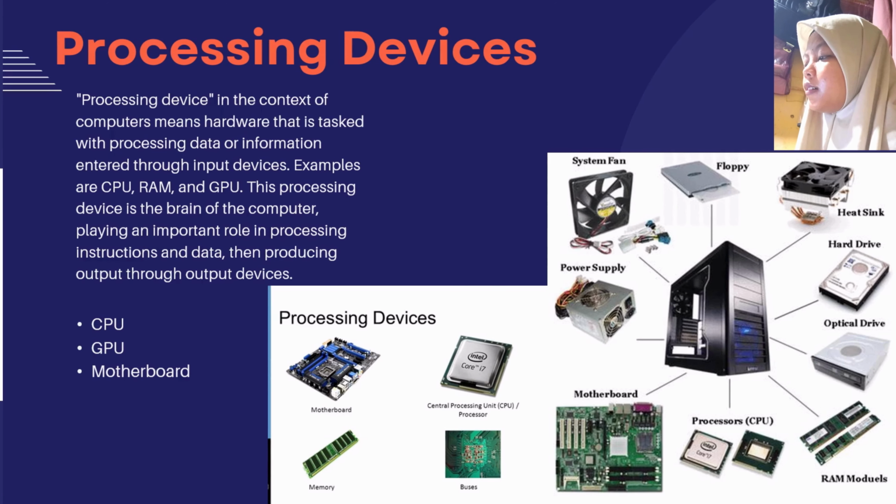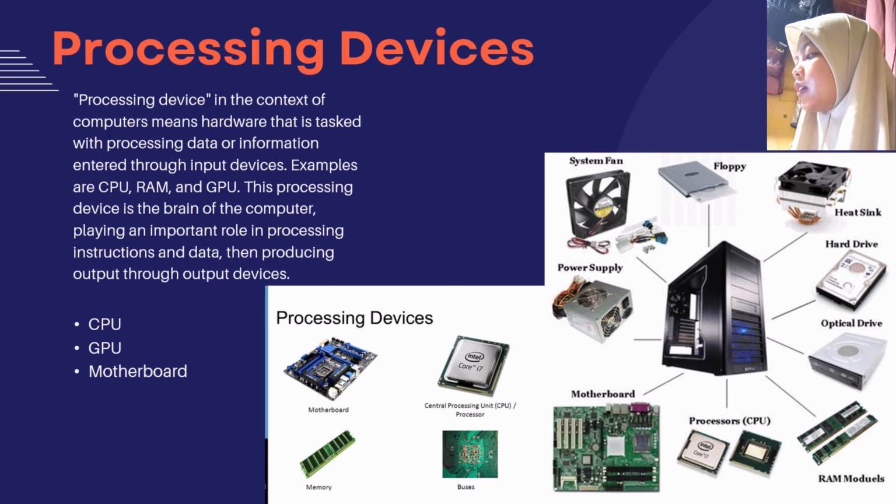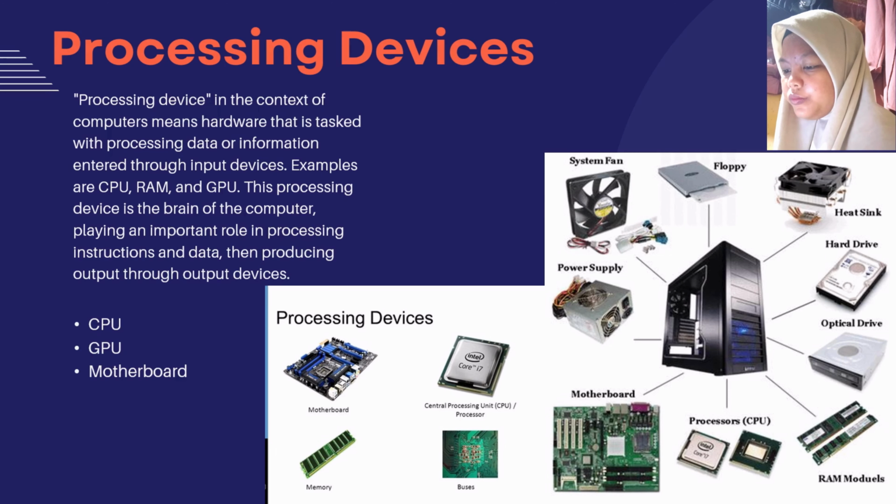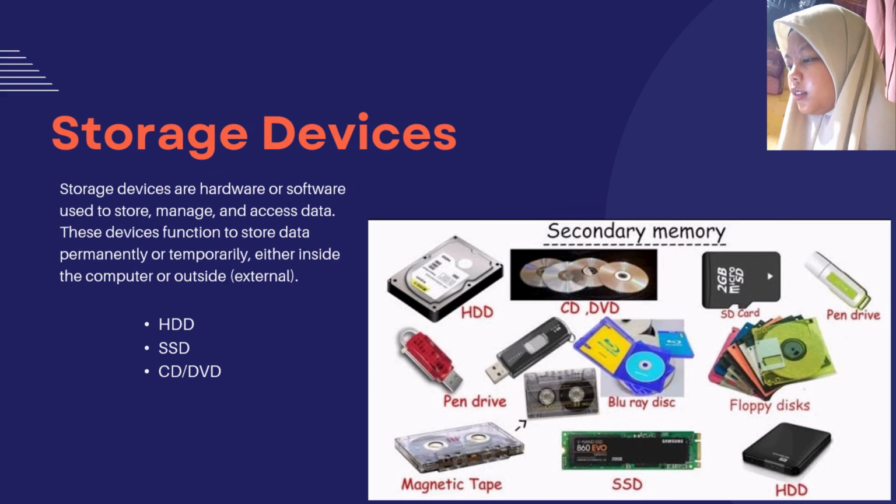Processing device are the brain of the computer. They are responsible for processing all the data. Example include the CPU, RAM, and GPU. The next is storage device. Used to save data either permanently or temporarily. Example include HDDs, SSDs, and CD or DVDs.